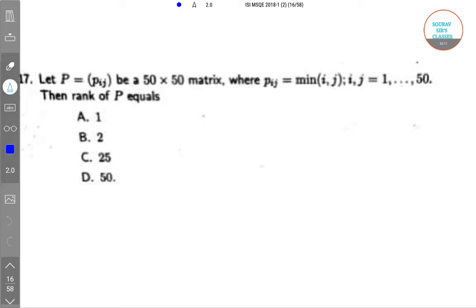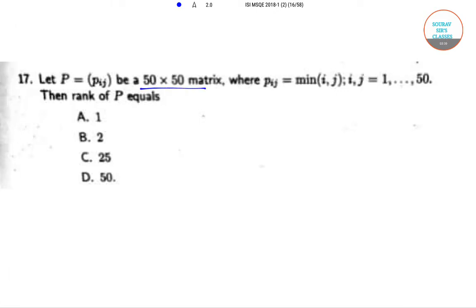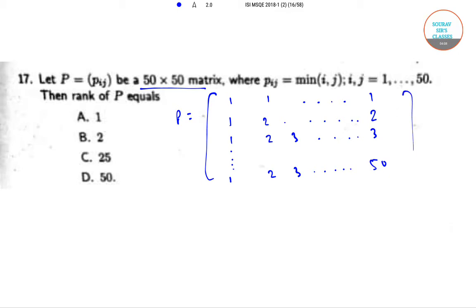The next question is, let P equal Pij be a 50 cross 50 matrix where Pij is equal to minimum of i, j, where i, j ranges from 1 to 50. Then the rank of P equals, so P is equal to 1 in the first row for all elements. Now in the second row, the first column would be 1, and for all the other elements it would be 2. Then for the third row it would be 1 2 3 and so on up to 3, and in this way the last row would be 1 2 3 up to 50.